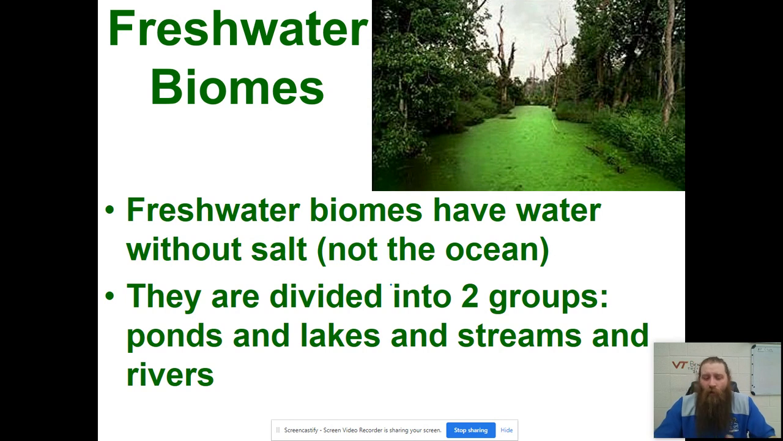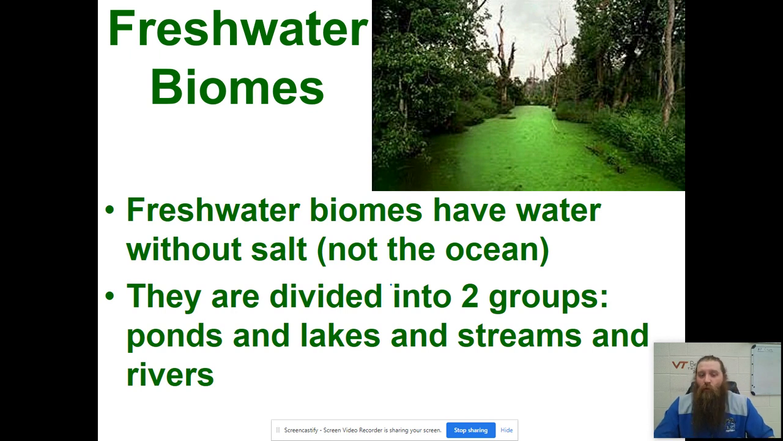So those are our main biomes on land. We also have biomes in the water. There are freshwater biomes, which are just not the ocean, right? So these are either ponds and lakes, that's group number one, or streams and rivers, that's group number two. So ponds and lakes, right? The water is typically kind of stuck in one place. Depending on how big the lake is, it may move around, but the waters in Lake Michigan are Lake Michigan, right? It's all in that lake.